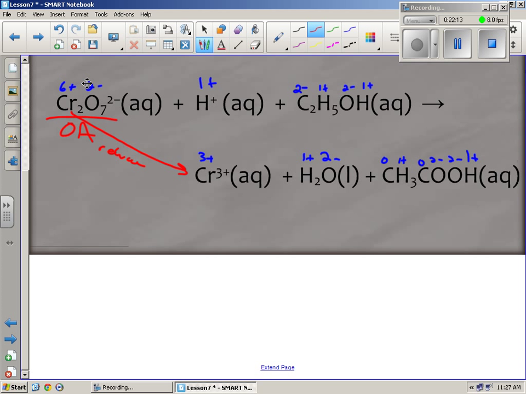Then you look here and you say, what else? Well, look, the carbons are going from a 2 minus to a 0. So of course, 2 minus to 0, that's going up. So that is being oxidized. Okay, and therefore this would be your reducing agent. Once again, the entire thing would be your reducing agent. Okay. And then tomorrow we're going to balance those two out. Okay. And that's what we're going to do tomorrow.